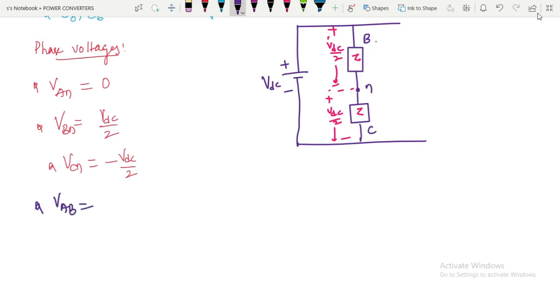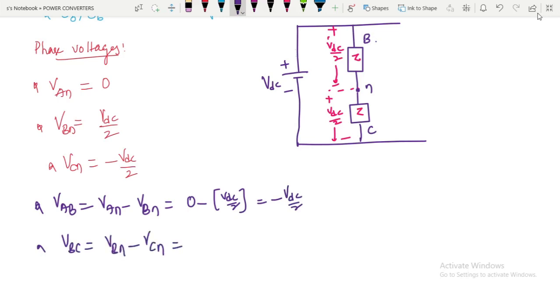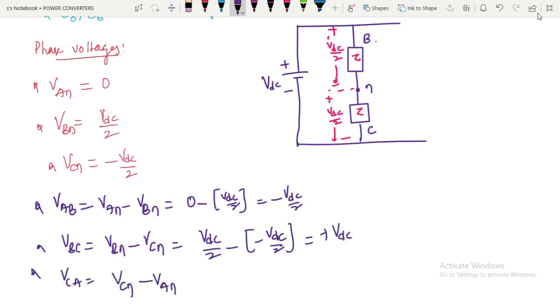VAB is the line voltage between A and B phases, 0 minus VDC by 2, which is minus VDC by 2. VBC is plus VDC, right? Final one, VCA. And substituting the values here, so these are the line voltages.